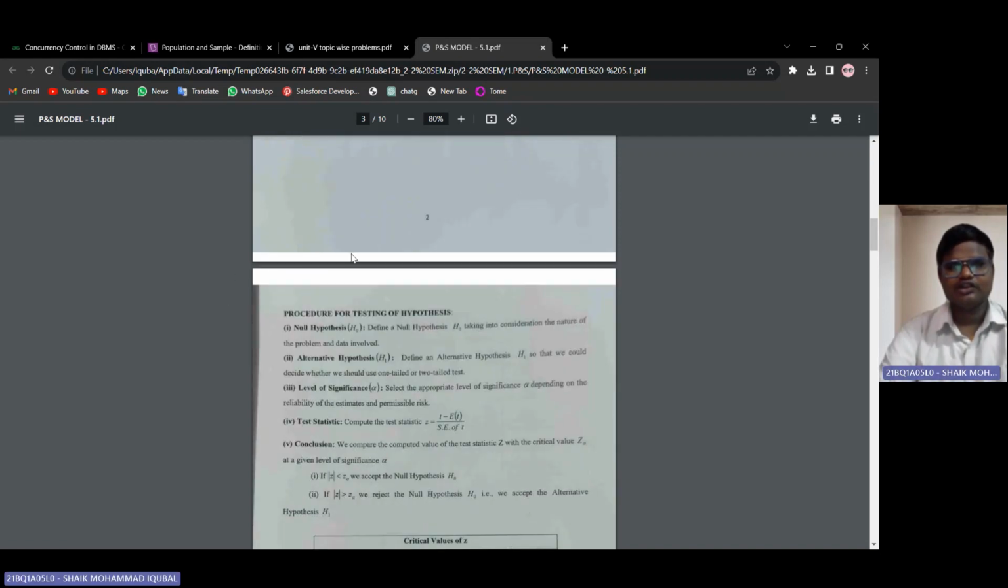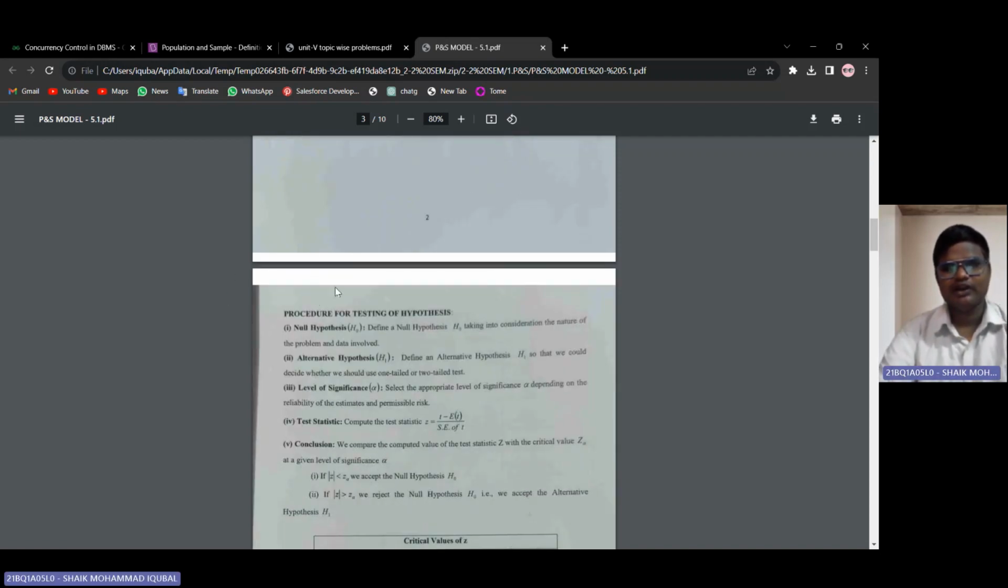Two tail test. When the alternative hypothesis H1 is of the not equal type, mu is not equal to mu0 and sigma1 squared is not equal to sigma2 squared, then the entire critical region of area alpha lies on both sides of the curve. In such a case, the test of hypothesis is known as two-tailed test. Procedure of testing the hypothesis.